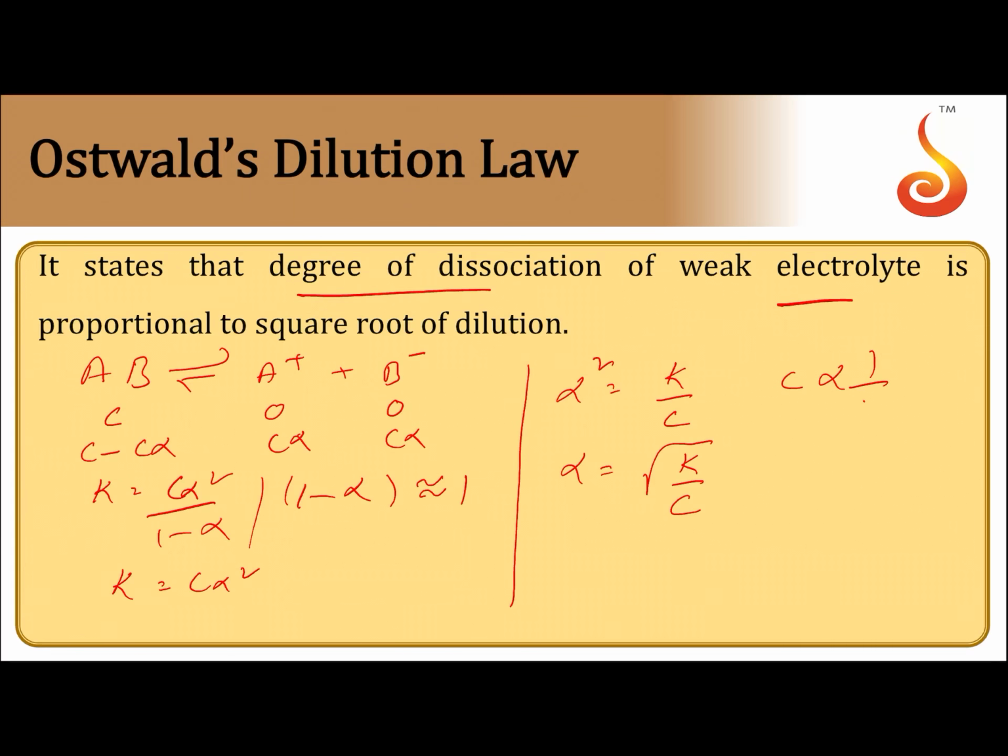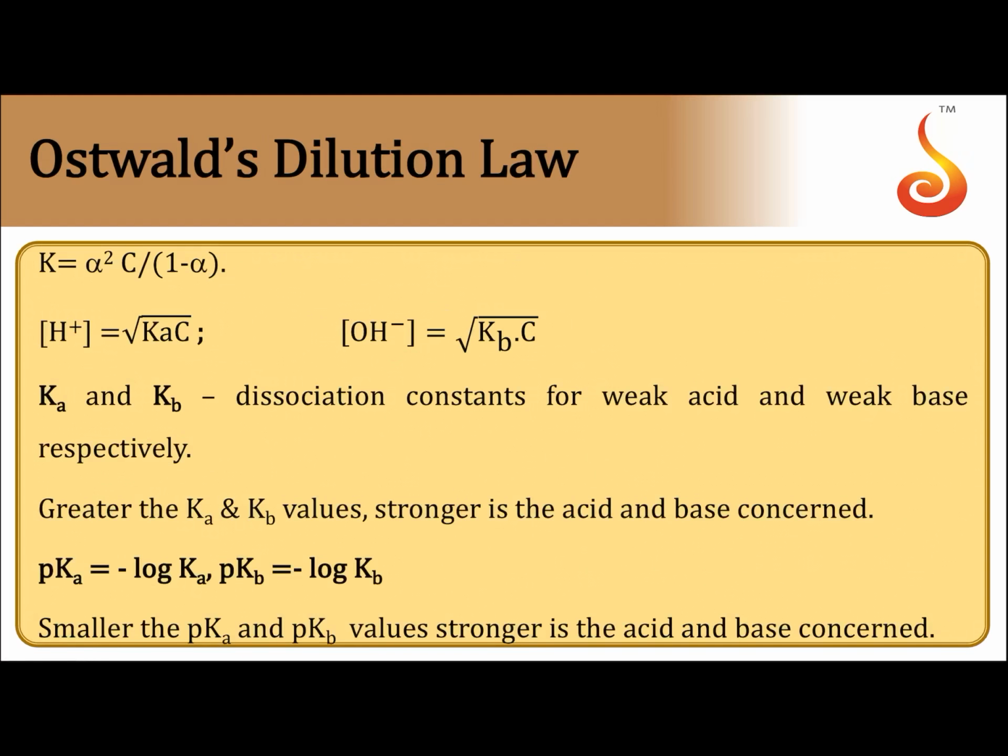And we know that concentration is inversely proportional to volume. Therefore, alpha is equal to the square root of K into V. This implies alpha, that is the degree of dissociation, is directly proportional to root of V, the square root of the volume itself. This is called Ostwald's dilution law.